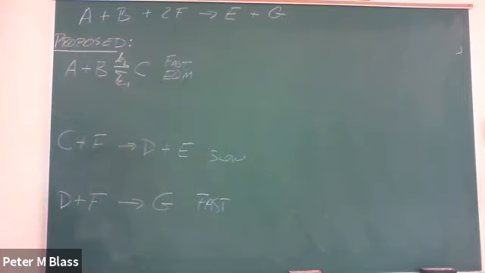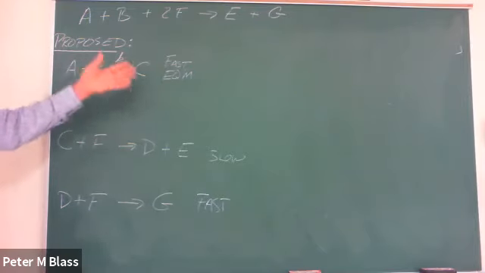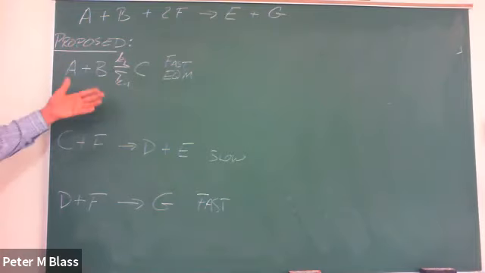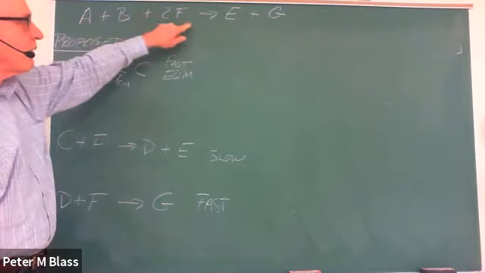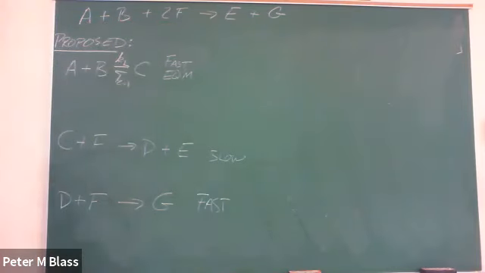Several things about mechanisms. First of all, the mechanism should explain the rate law for the reaction. Here's the reaction, by the way, up here. It's A plus B plus two F's make E and G. A little abstract using just letters, but I think it's easier than all the writing we usually do.